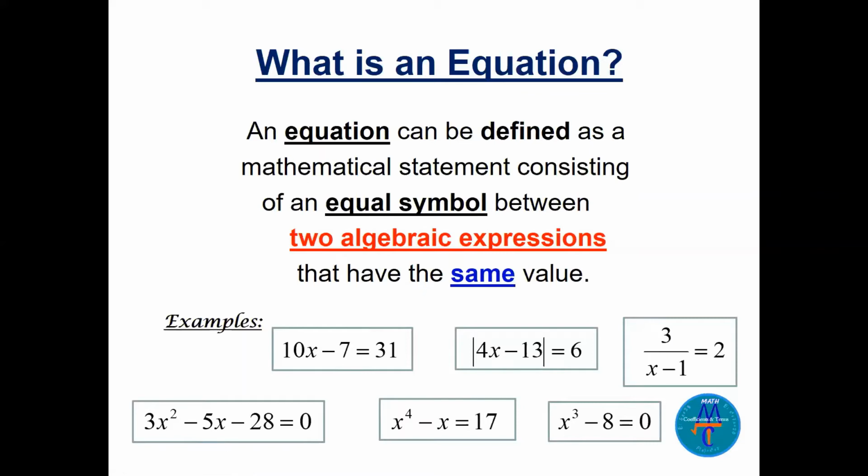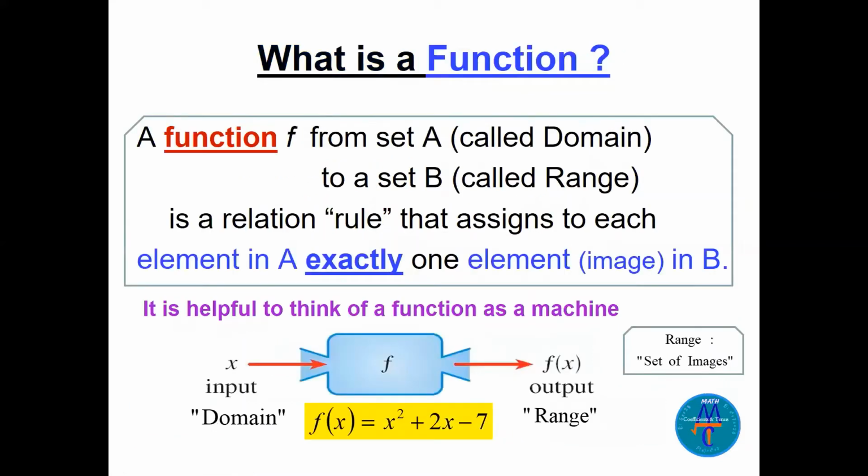Okay, now let's go to function. When we have a function, let me just read the definition, then I can explain. A function from set A, called the domain. So when you have a function, you always have to remember the word domain. These are the values of the x here, I call them x. A function from set A to a set B. Set B is called the range.